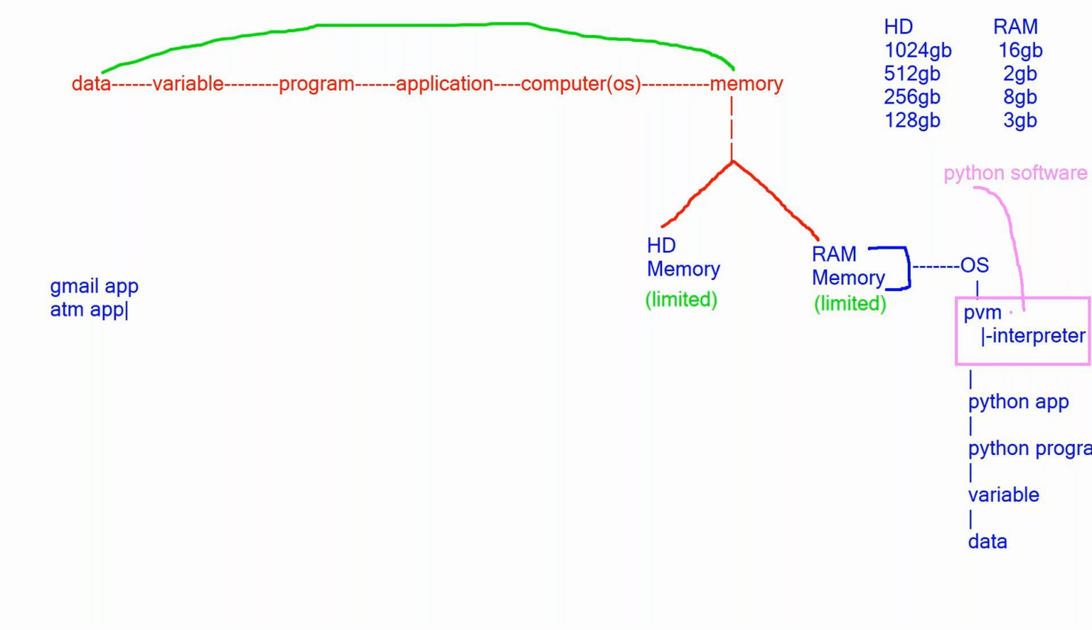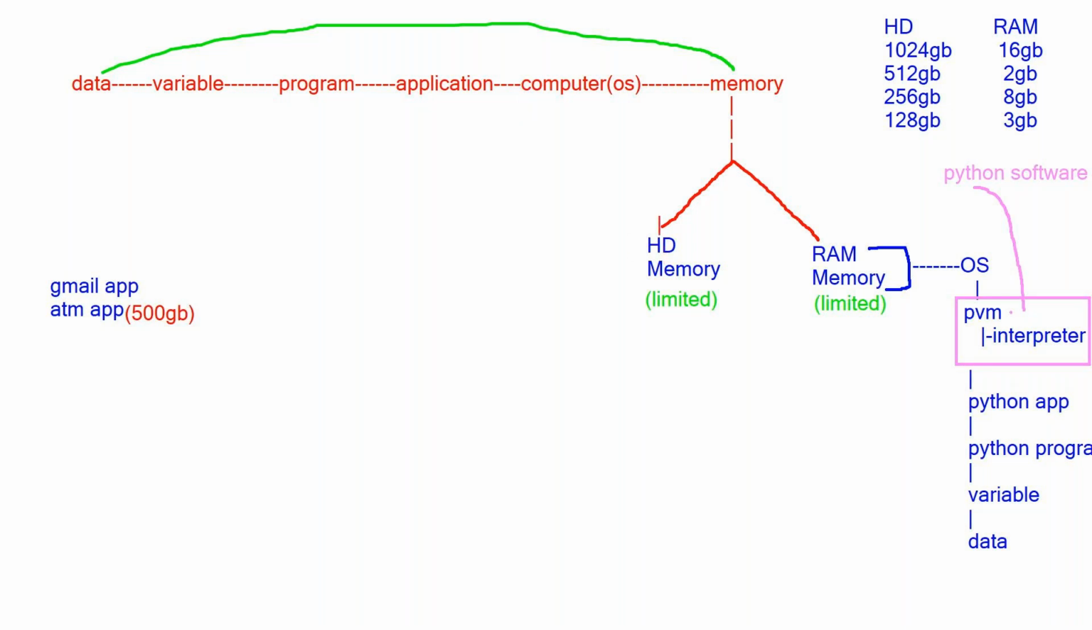So we developed our Gmail application and ATM application by using what? Python programming language. To store the data of an ATM application, how much memory is required? Imagine 500 GB of memory is required to store the entire data of the ATM application.